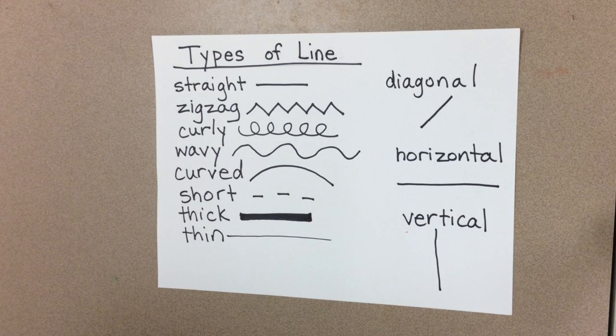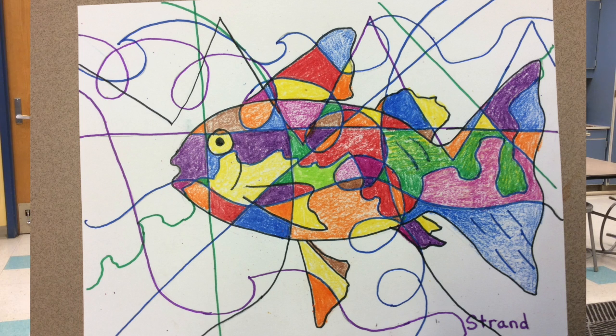Hello artists! Today we are going to be exploring line. There are so many different types of lines to learn about and use in art. When we use a lot of different types of lines in one art piece, we call this variety. We will be creating a fish drawing that uses line, shape, and color.